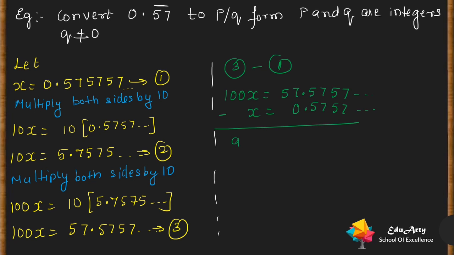This will be 99x is equal to 57.0, that is 99x is equal to 57, that is x is equal to 57 by 99. 5 plus 7 is 12, this will go in the table of 3. That's equal to how much? 3 ones are 3 and 3 9s are 27 and 3 33s are 99, it doesn't go further. So now we get x is equal to 19 by 33. This is your p by q form.